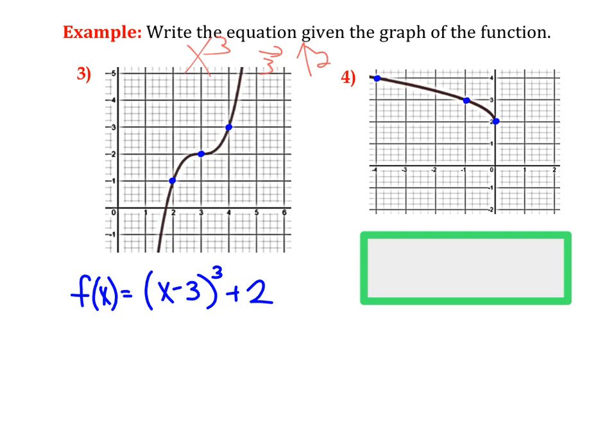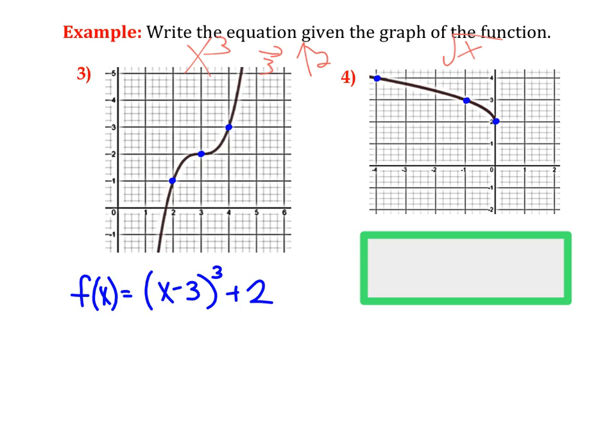And there we have it. All right, next one, number 4. Just the shape of this tells me we're dealing with a radical function, so I know it's going to be square root of x. However, the square root of x's normally go this way.